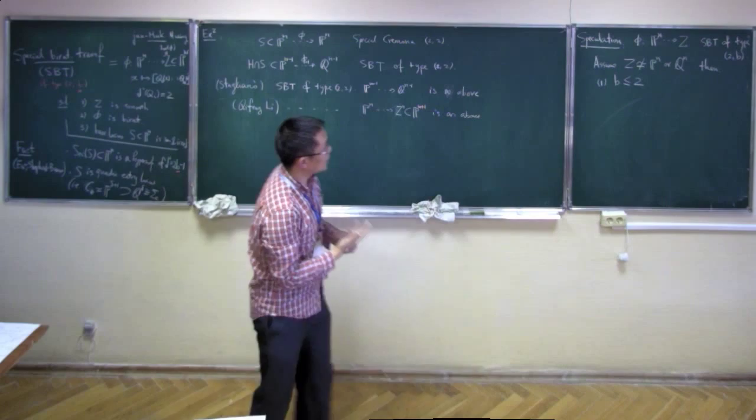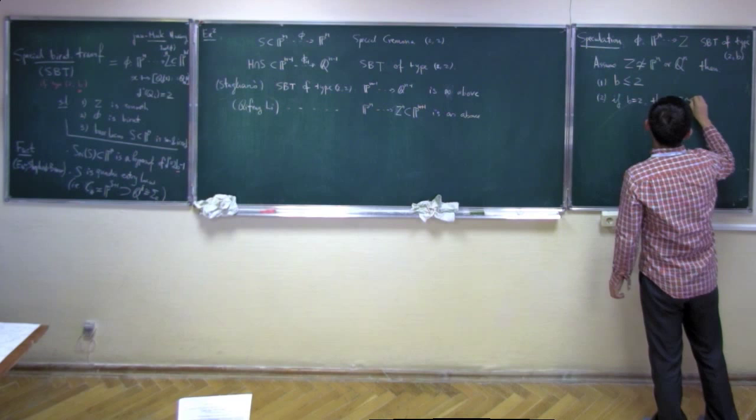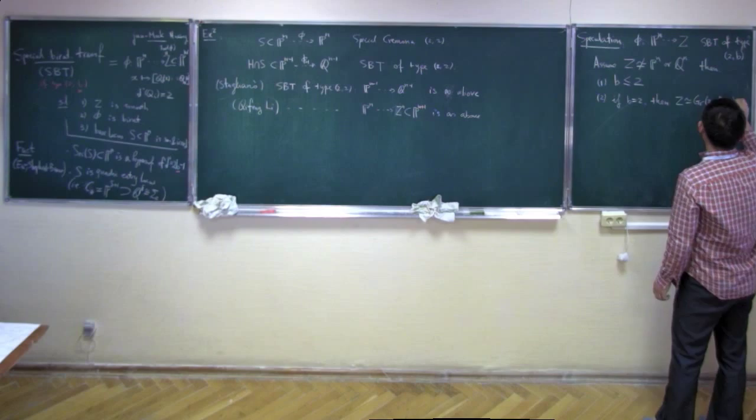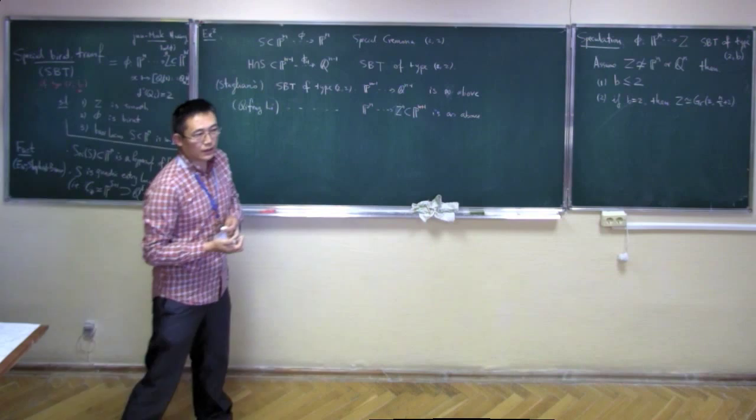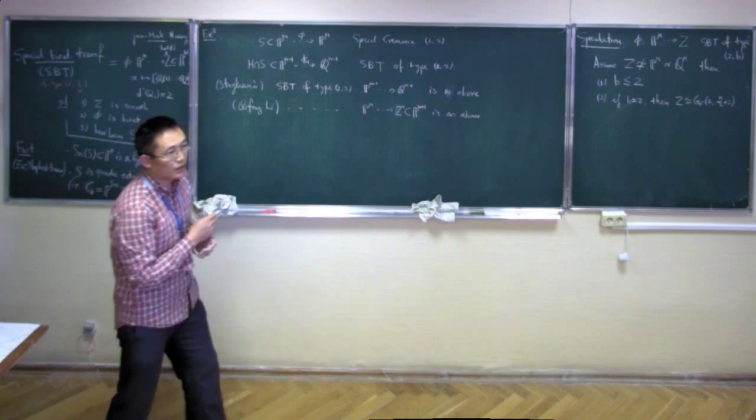And secondly, if P is 2, then Z is just a Grassmannian of lines. And then in this case the phi is classified. So this is a speculation. In particular this would give some hope to classify all such special transformations.